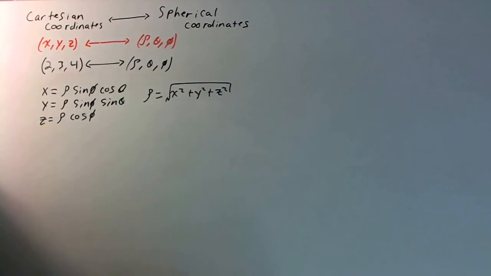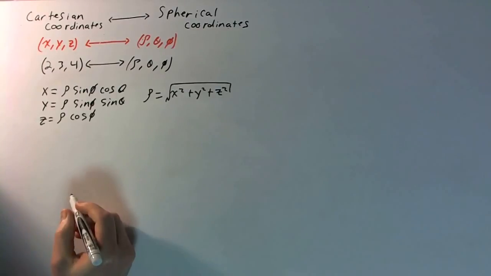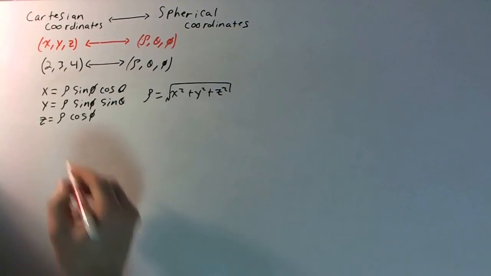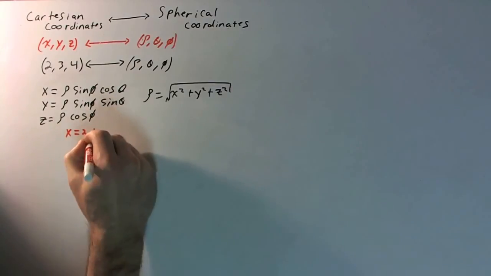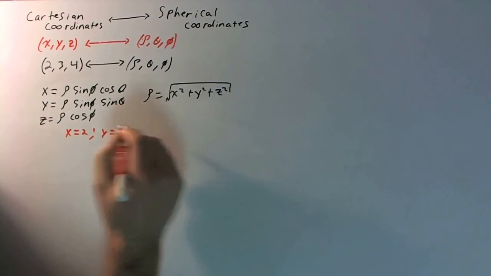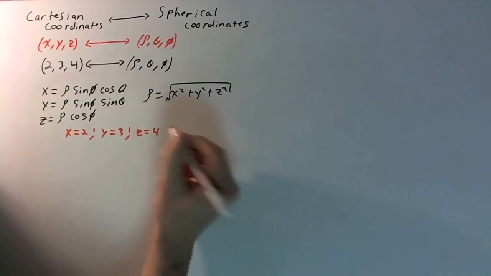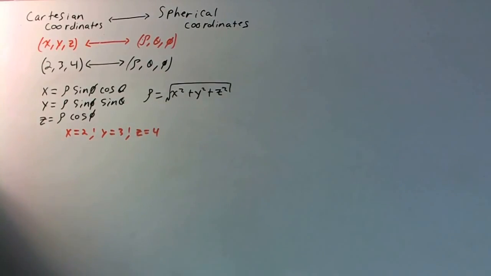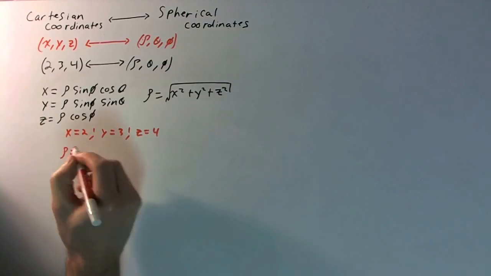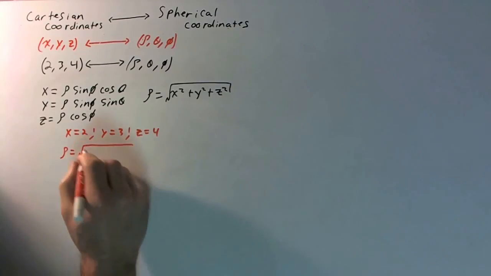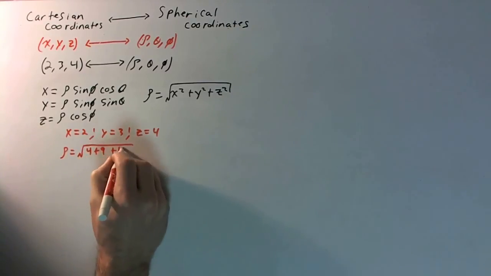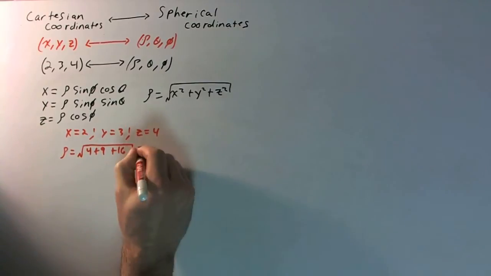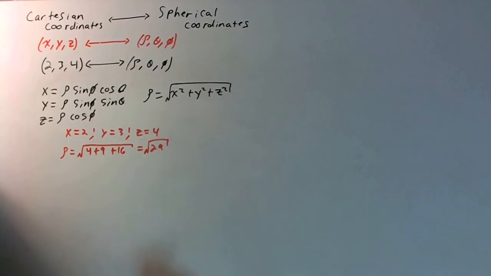All right, so x is going to be equal to 2, obviously. Y is going to be equal to 3. These are just random numbers I picked. Z is equal to 4. And so therefore, the first thing we do is calculate rho, right? So rho is going to be equal to the square root of 4 plus 9 plus 16, right? 16 plus 9 is 25, plus 4 is 29. So it's the square root of 29.